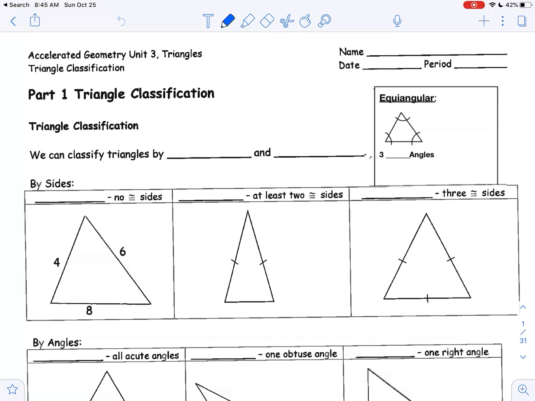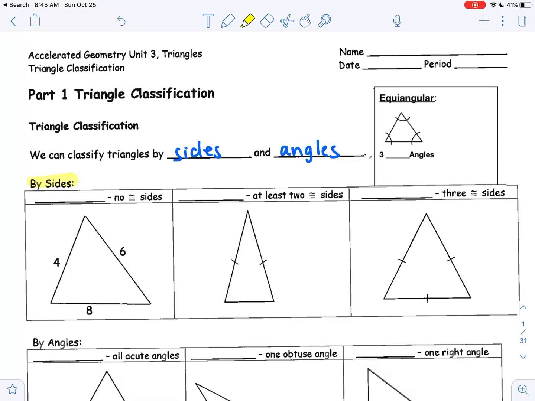Hi, so we're going to start on Unit 3, Part 1 on triangles, and Part 2 will be on parallelograms. So we begin with just how to classify a triangle. And we classify triangles by two components. One is by sides, and the other one is by angles. So under the section where it says by sides, we're going to begin there.